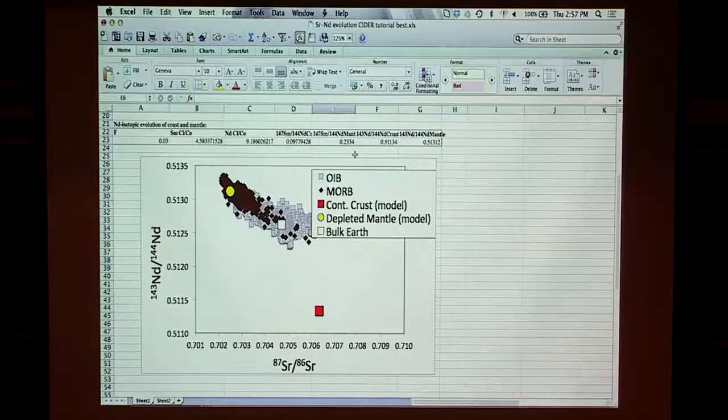48 million years and 106 million years. So, yeah, that's fine. 1500 is good enough for me.